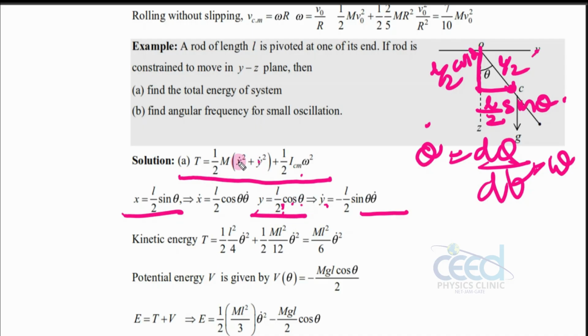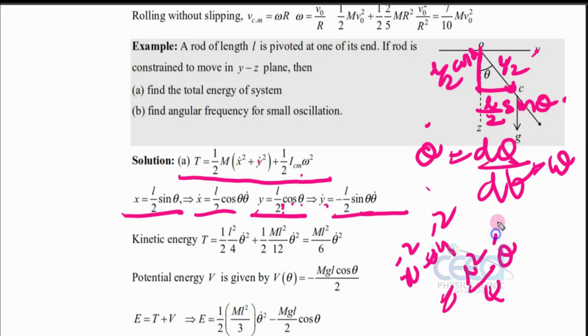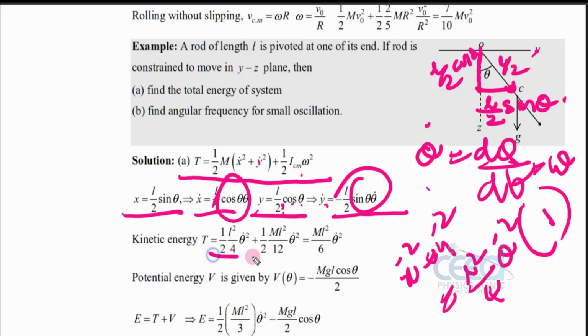Then by adding x dot square plus y dot square, substituting this value and this value, you can take L square by 4 theta dot square out, remaining here cos square theta and here sin square theta. Cos square theta plus sin square theta is equal to 1. So half into L square by 4 into theta dot square.